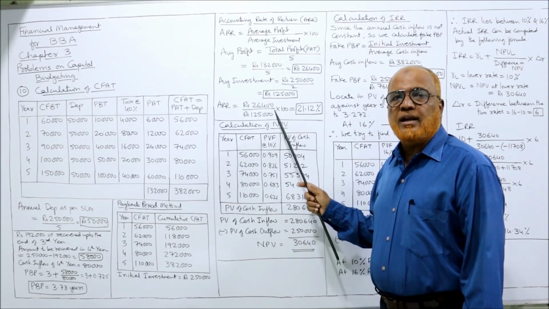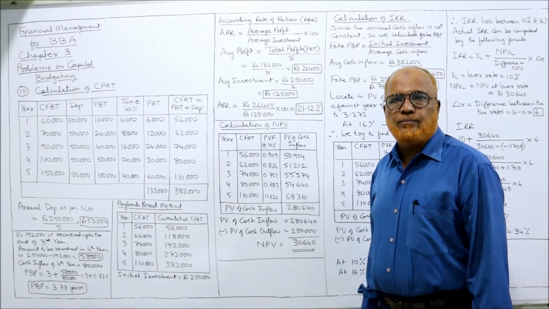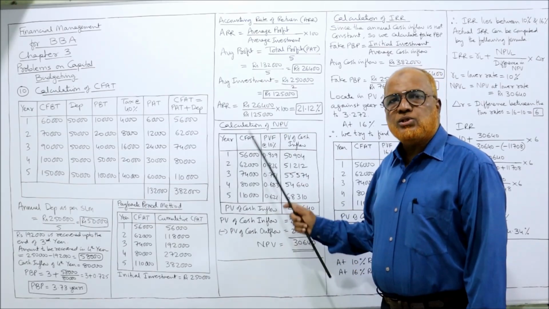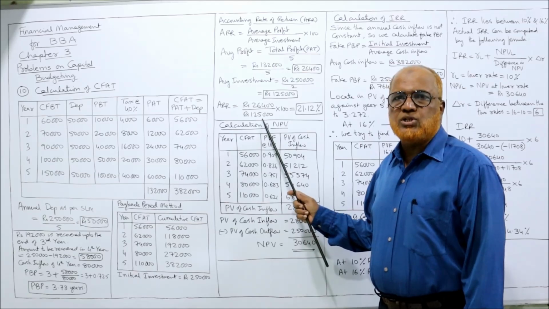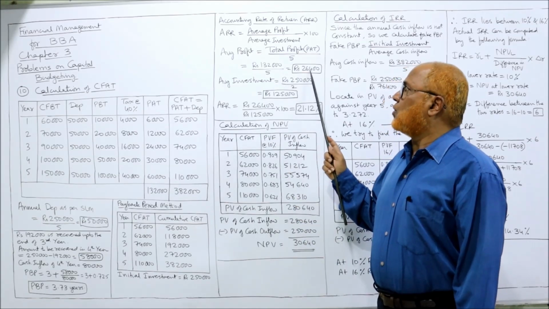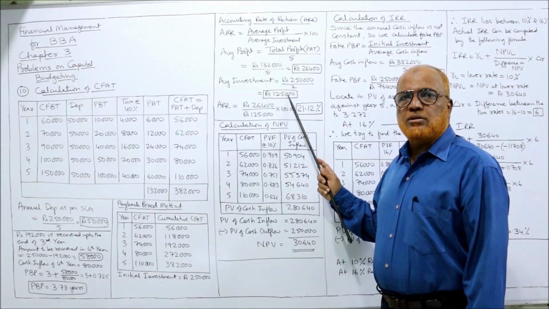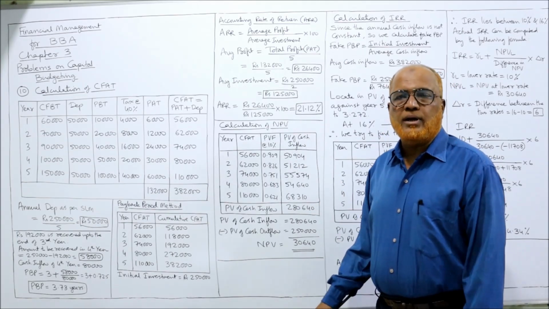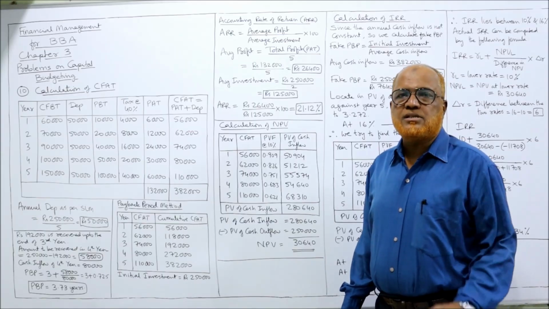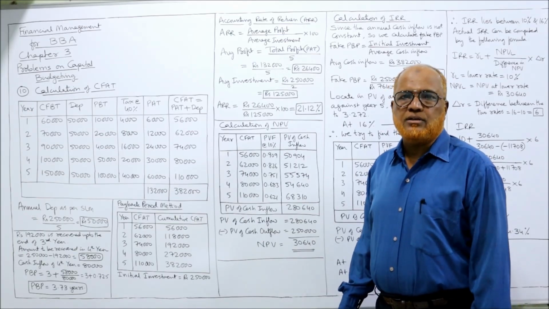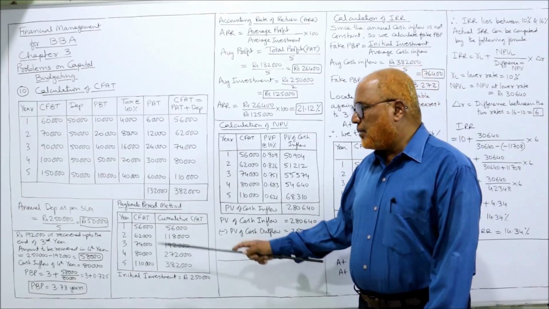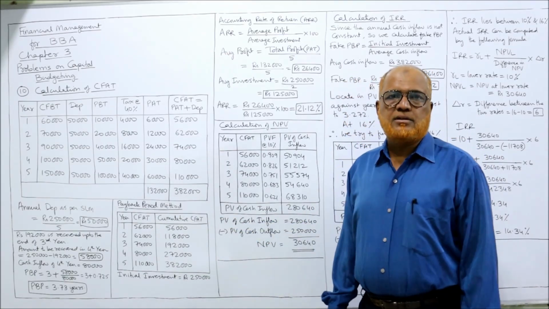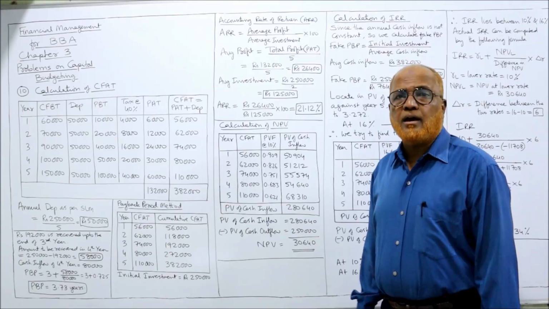2,50,000 divided by 2. 1,25,000 is the average investment. Now substitute average profit by average investment. That is 26,400 divided by 1,25,000 into 100 percentage. So it comes to 21.12%. This is the accounting rate of return. So two methods we have completed, payback period method and ARR method.